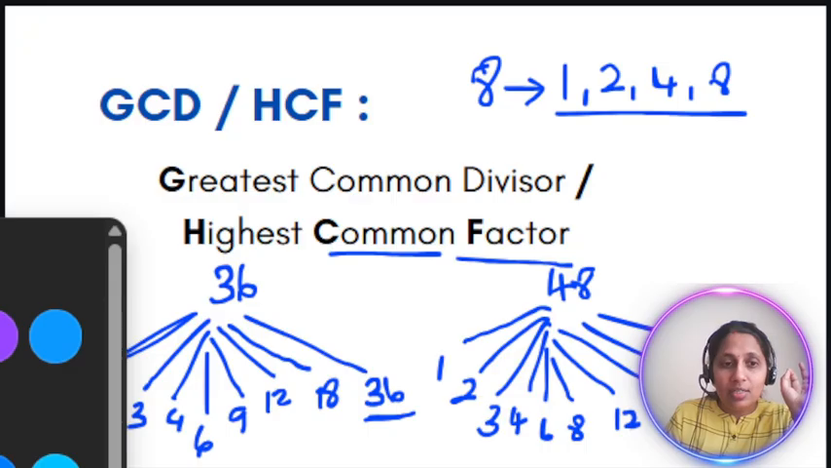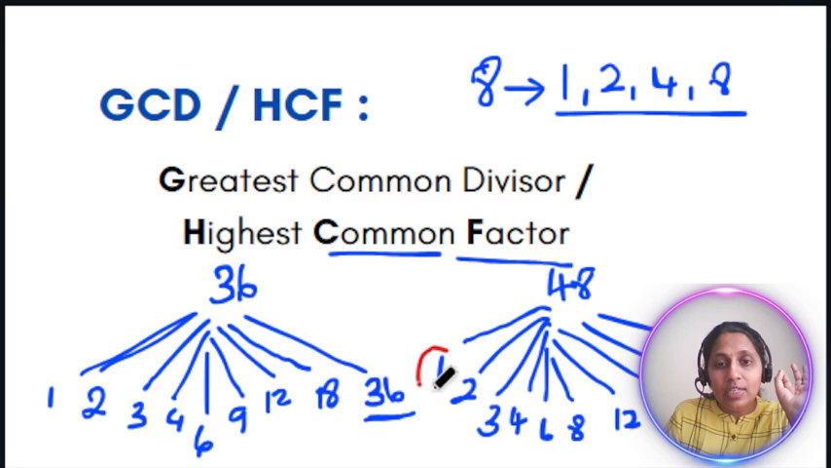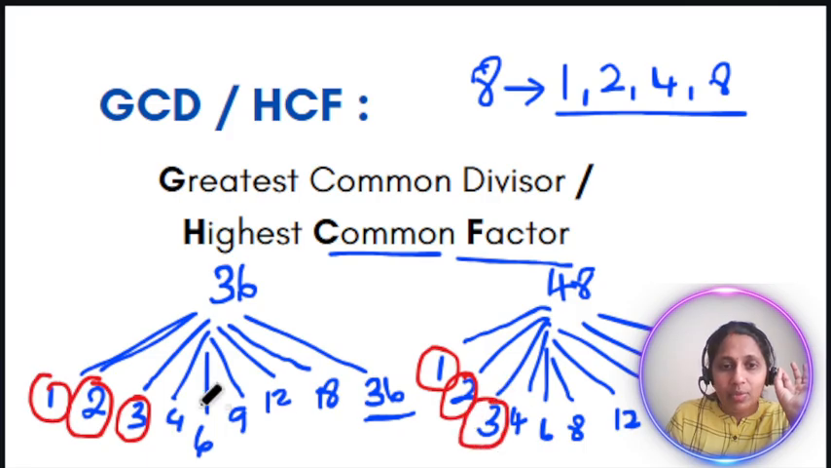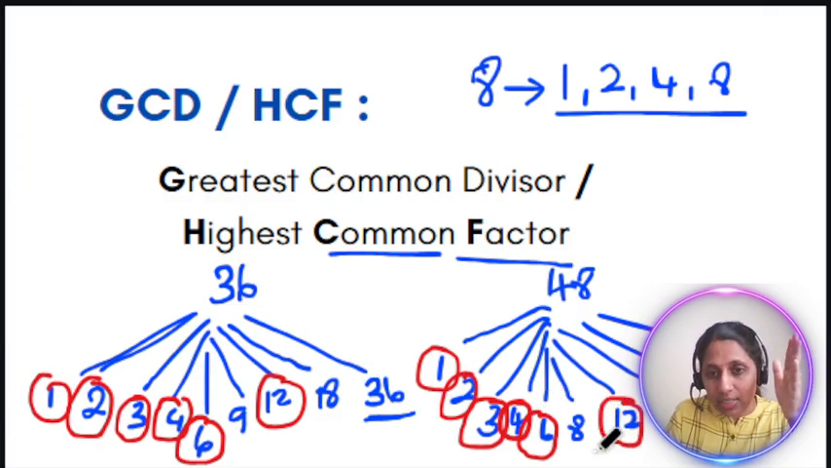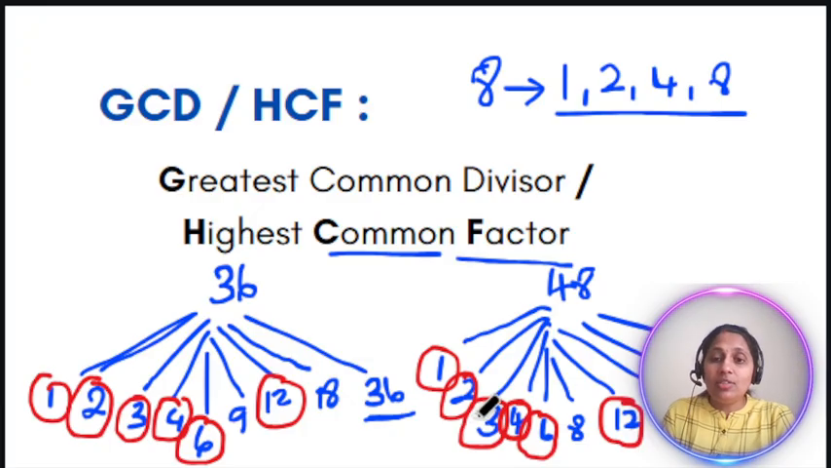Now our task is to find the common factors of 48 and 36. So let's count. So 1, 2, 3, right? All these are available in both the numbers. 4 is also there. So 4 is also a common factor of both the numbers. 6 is also there. So we'll circle 6 as well. And 12 is there. So we'll circle 12. Whereas the other factors like 9, 18, 36, 8, 16, 24, 48 are not common. So let's take only the common factors.